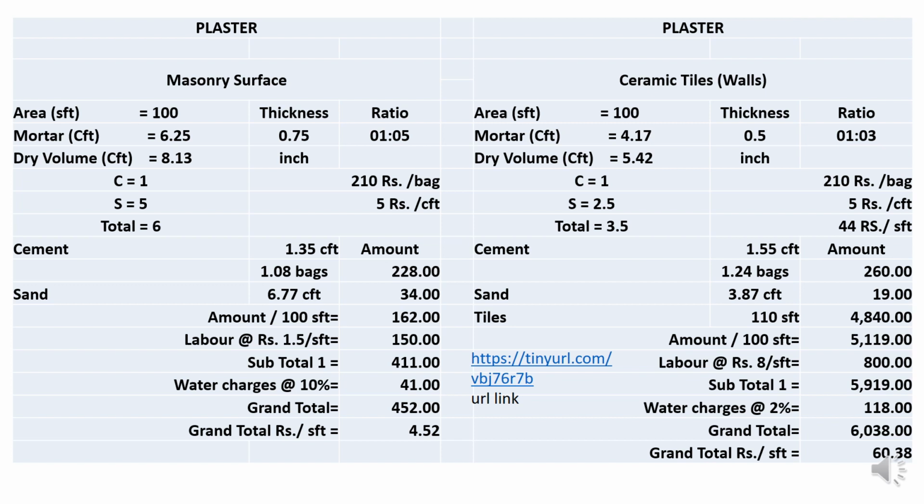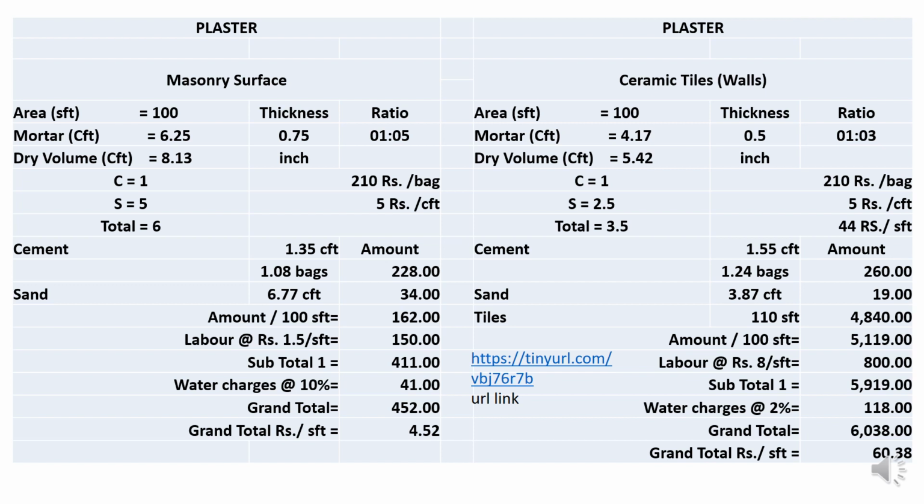Ceramic tiles. Area is equal to 100 square feet. Mortar required 4.57. Dry volume will be 5.42. The thickness will be half inch. Okay. Cement 1.24 bags, 260 rupees. Sand 3.875, 19 rupees. Tiles 110 rupees per square feet will cost you 4,840. Amount per 100 square feet will be 5119.